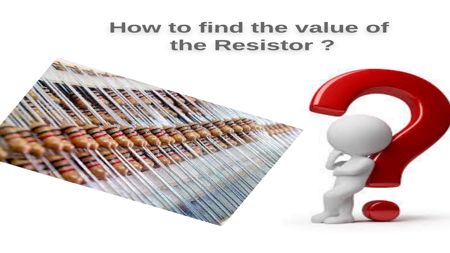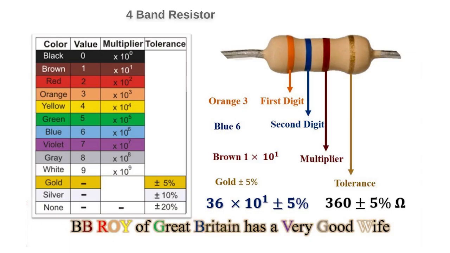And now we can see the interesting part of the resistor, the color codes and color bands. Most of the resistors with leads come with color codes, which indicate the value and the tolerance. From the sentence B.B. Roy of Great Britain has a very good wife, you can easily remember the first letters of every word for the digits 0 to 9. The color chart also has the tolerance value at the bottom.